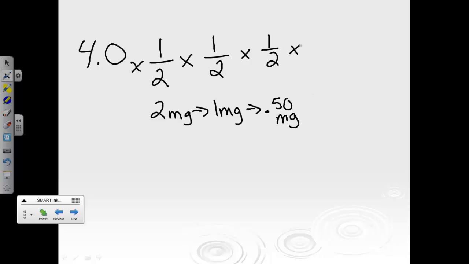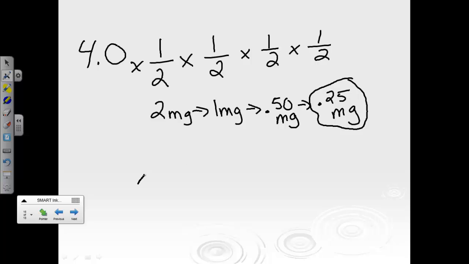And last but not least, I have to undergo a fourth half-life. So I'm going to take that 0.50 and cut it in half again and get to 0.25 milligrams. And that's my final answer. Hopefully we recognize it's got to be less than 4, because that's all I started with.